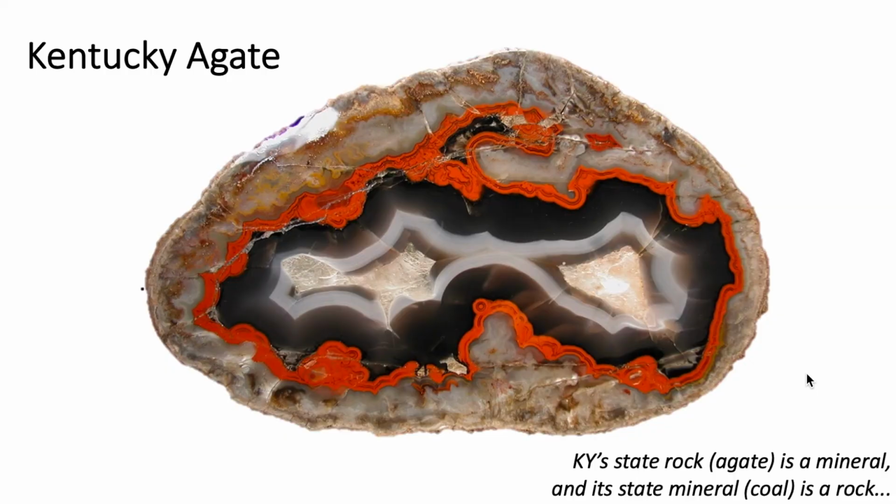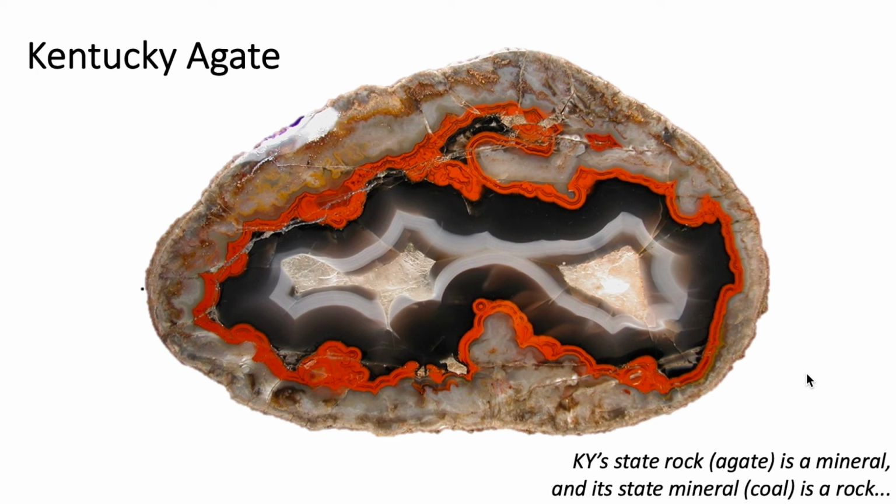And of course then, you couldn't leave without talking about Kentucky agate. Kentucky agate is the state rock of Kentucky, despite the fact that it is not a rock, it is a mineral. In contrast, the state mineral of Kentucky is coal, which is not a mineral, it's a rock. So our state rock is a mineral, and our state mineral is a rock. Clearly, nobody consulted with geologists before making these distinctions.